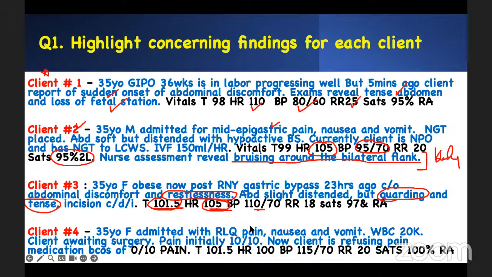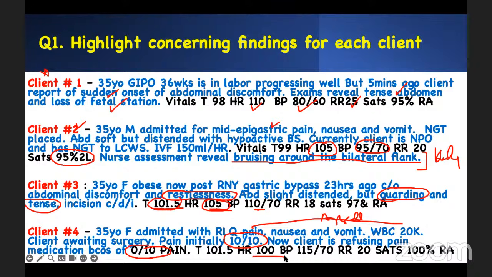Last one, right lower quadrant pain, nausea, vomiting. This is all consistent with appendicitis. It's not that bad. But all of a sudden, 10 out of 10, yeah, it's not good. All of a sudden, pain is 0 out of 10.